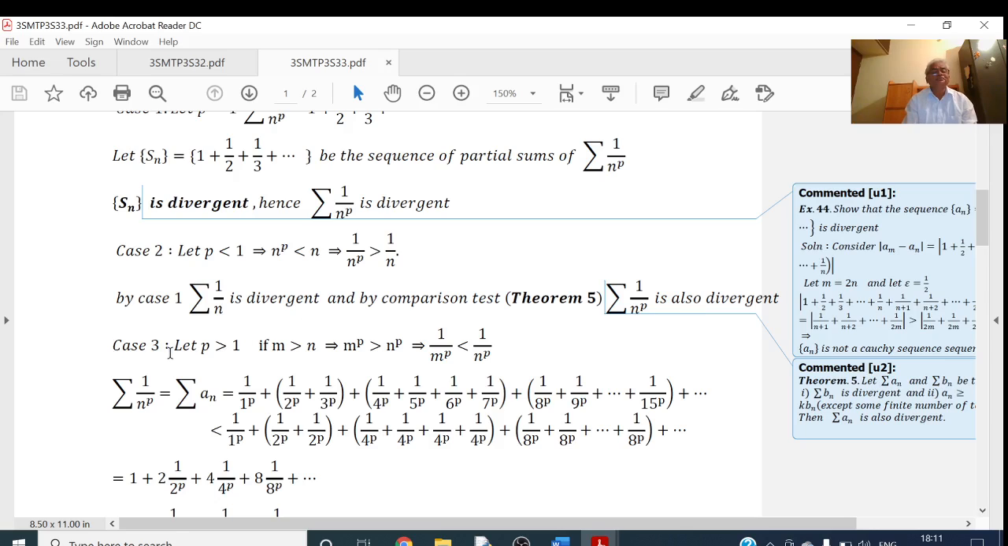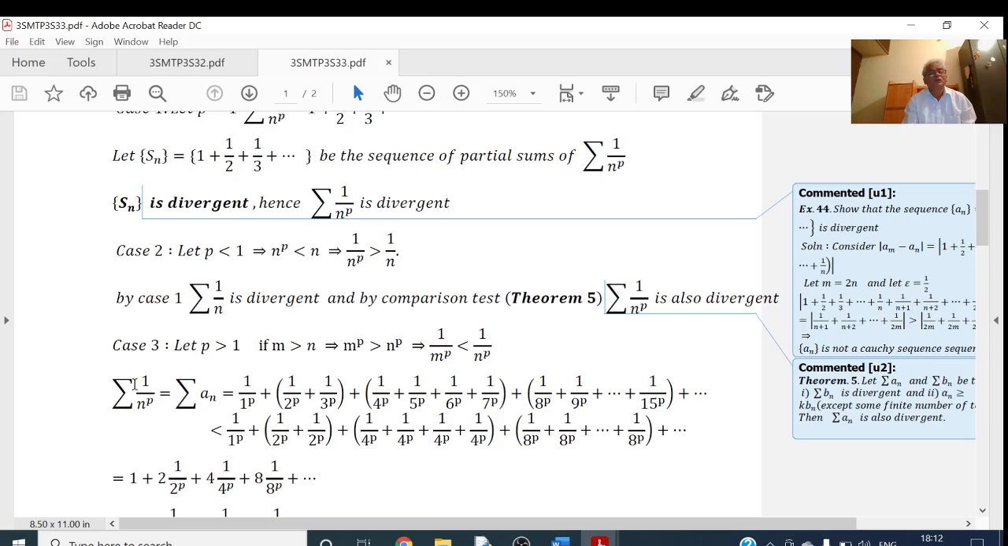Next case, let P be greater than 1. And if we have m and n as two numbers here, and if m is greater than n, P is greater than 1, therefore m to the power of P is greater than n to the power of P. And this implies their reciprocals: 1 by m to the power of P is less than 1 by n to the power of P.